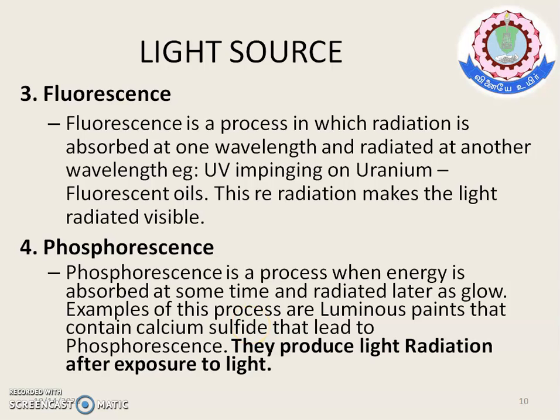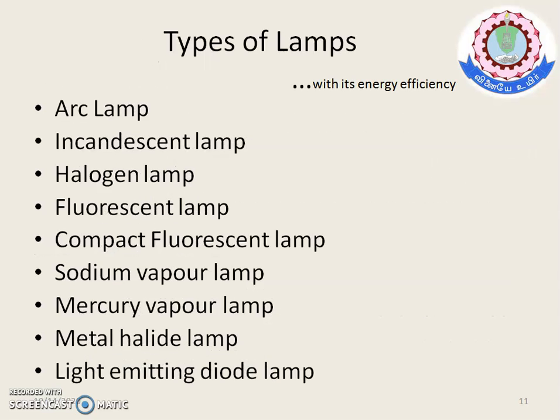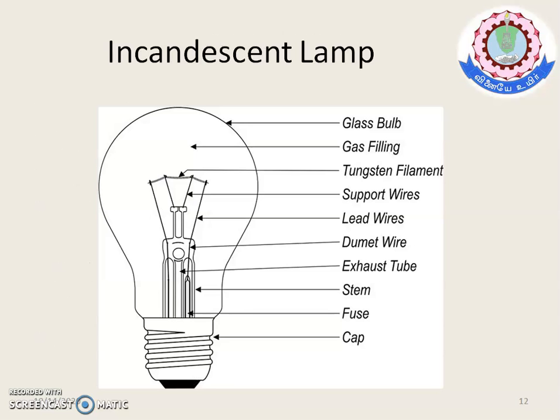Among these 4 principles of light sources, you have many options that we can see here. These are the types of lamps: arc lamp, incandescent lamp, halogen lamp, fluorescent lamp, compact fluorescent lamp, that is your CFL, sodium vapor lamp, mercury vapor lamp, metal halide lamp, light emitting lamps, all these things and more also. I am not going to detail all those things.